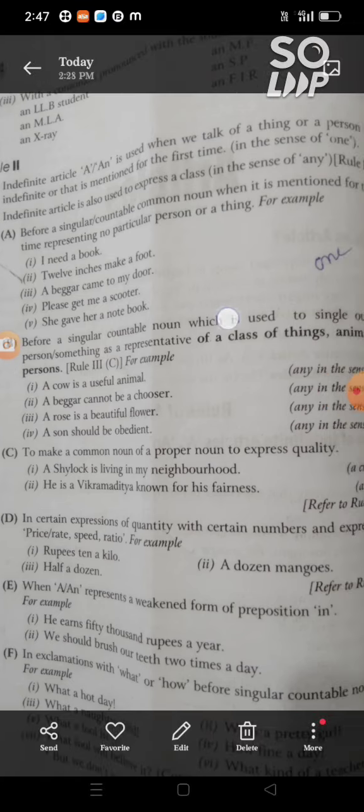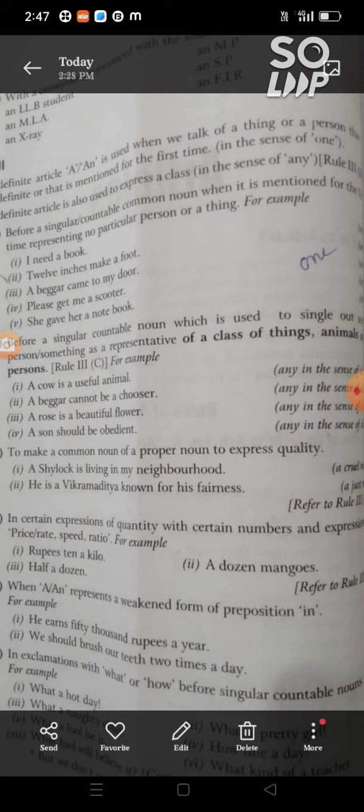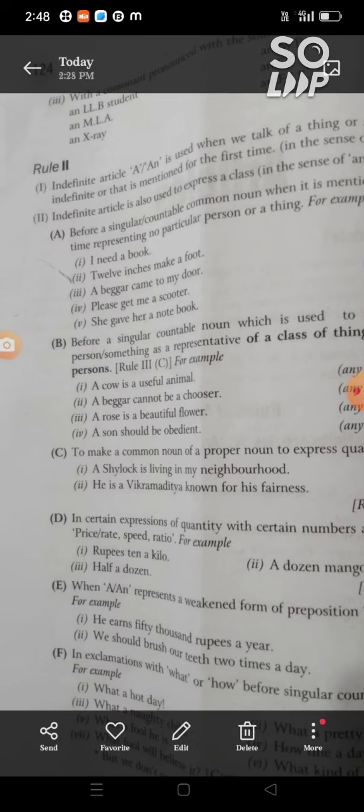Now next, to make a common noun of a proper noun, to express quality. A Shylock is living in my neighborhood, meaning a cruel miser. Next example: he is a Vikramaditya known for his fairness, a just man. It doesn't refer to the particular person, and it shows that the proper noun is used as a common noun. To express the quality, we use the article here.